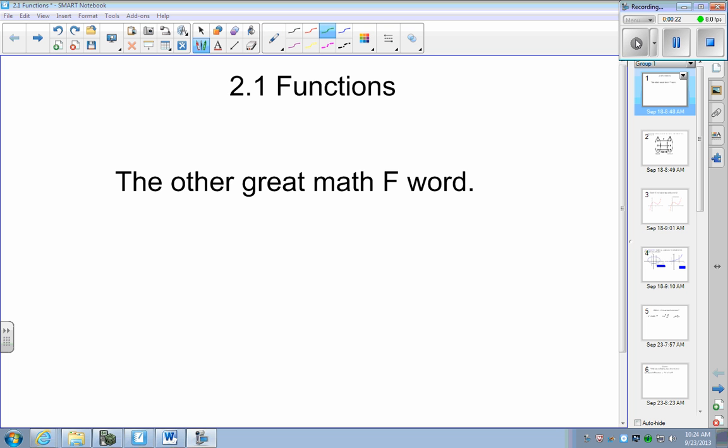Also, another thing to note is that if you're ever frustrated in class, you can just say function. It's a good way to release some stress.